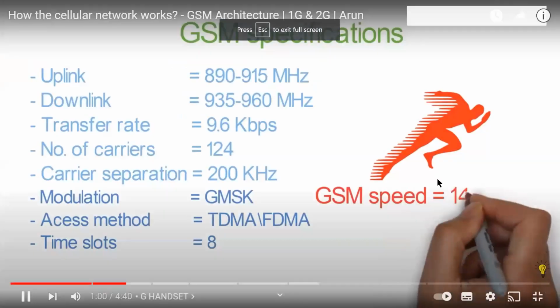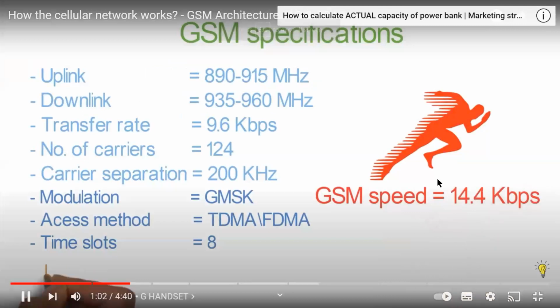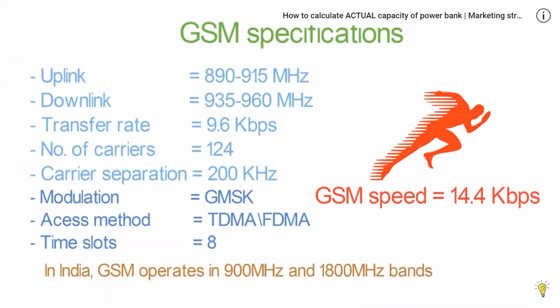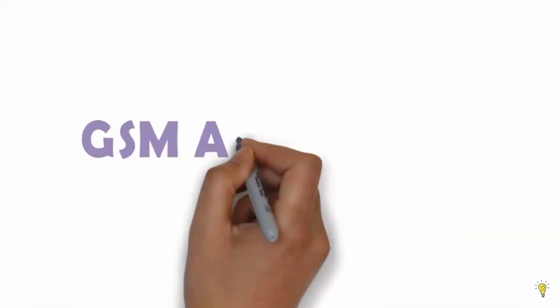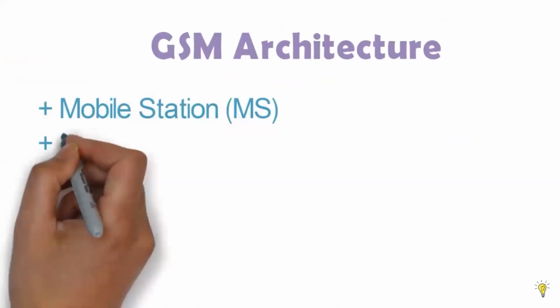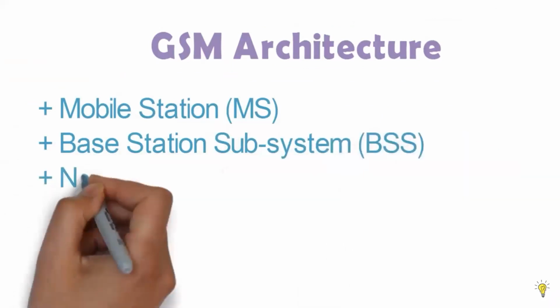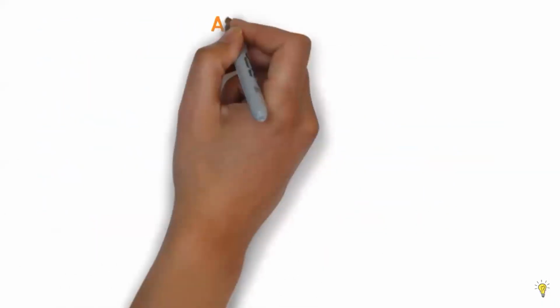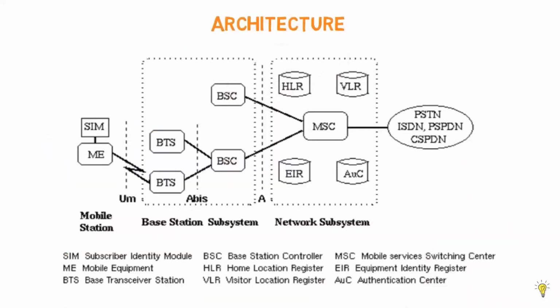GSM data speed was approximately 14.4 kilobits per second. GSM uses different frequency bands in different regions. In India, it was 900 MHz and 1800 MHz. GSM architecture is the basic architecture in cellular network. It contains 4 subsystems: mobile station, base station subsystem, network switching subsystem, operation support subsystem. Here is the representation of each subsystem in architecture. It is noticed that each subsystem contains some components.